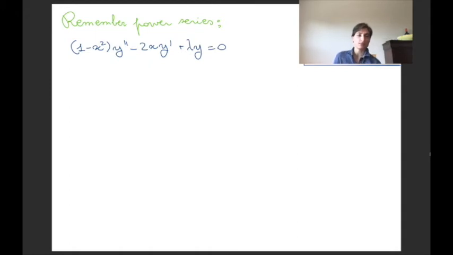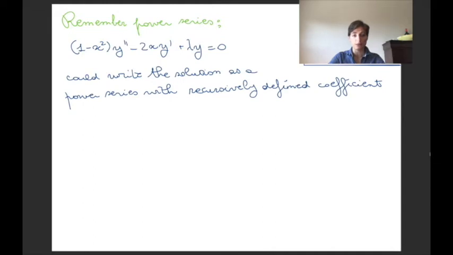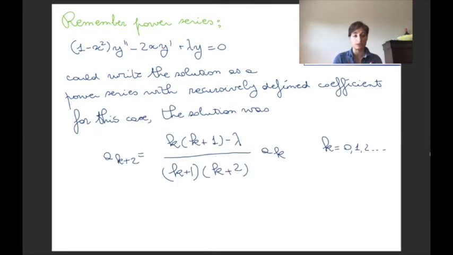So let's rewind a little bit. I know it was 2 weeks ago, but we saw while working on power series this specific example. The solution of 1 minus x squared times the second derivative of y minus 2x y prime plus lambda y equals 0. And we could write the solution as a power series when we define the coefficient of the power series in a recursive way. And the formula we found was this one, in which a_{k+2} is in a relationship with a_k, and the relationship involves k plus 1, k plus 2, and lambda.